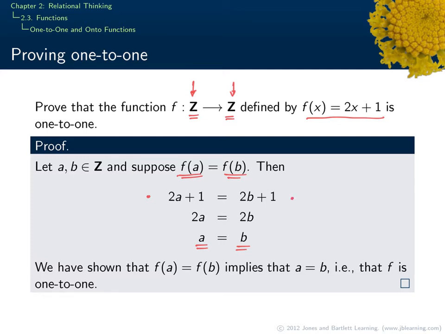And now we can use some arithmetic to conclude that a equals b. We first do additive cancellation on the ones, and then we can divide both sides by 2 to get that a equals b. So every one-to-one proof will look something like this. You start with outputs that are equal, you do some stuff, and then you conclude that the original inputs were equal.